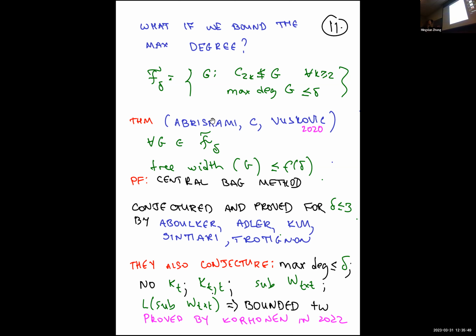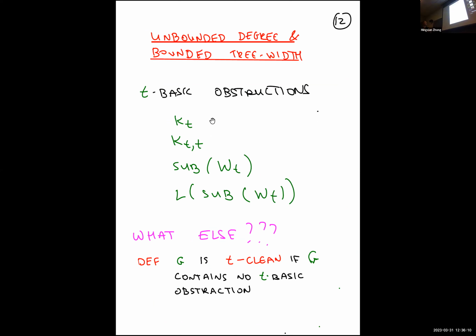So we had to see if we can tweak our methods, or start over and find other methods, so that you could do something in the unbounded degree case, and it turns out that's what it is. Okay, so unbounded degree and bounded treewidth. Let me first give a name to the pictures that I showed you. They're called t-basic obstructions: K_t, K_{t,t}, subdivided walls, t-walls, and the line graph of a t-wall. These are called t-basic obstructions.